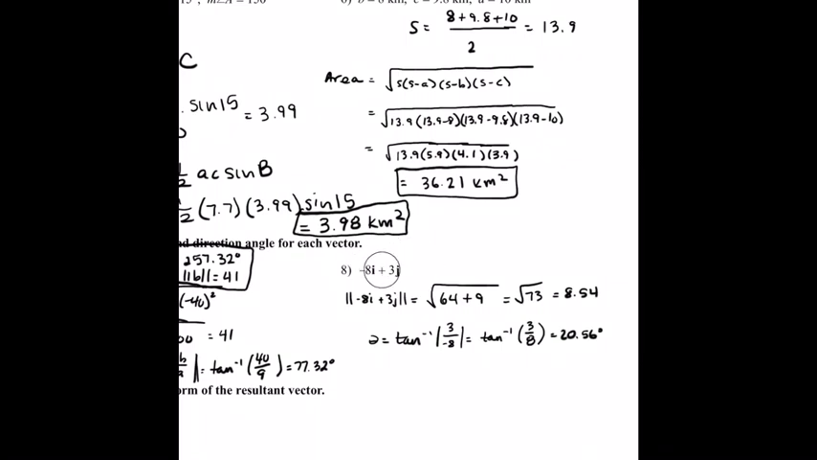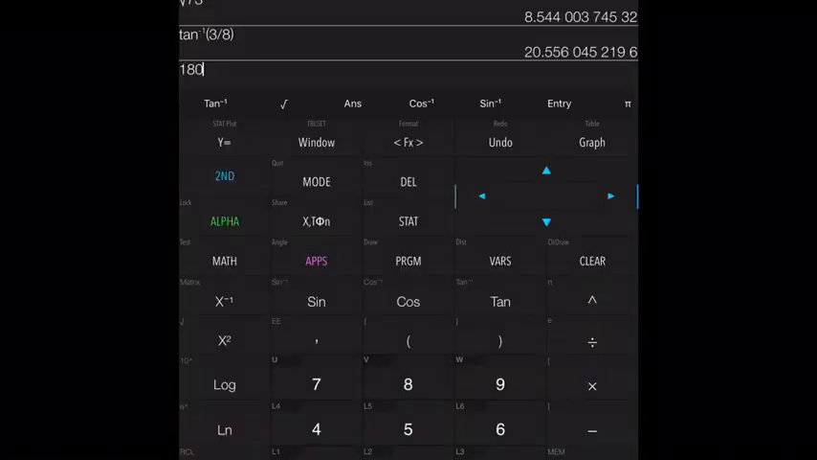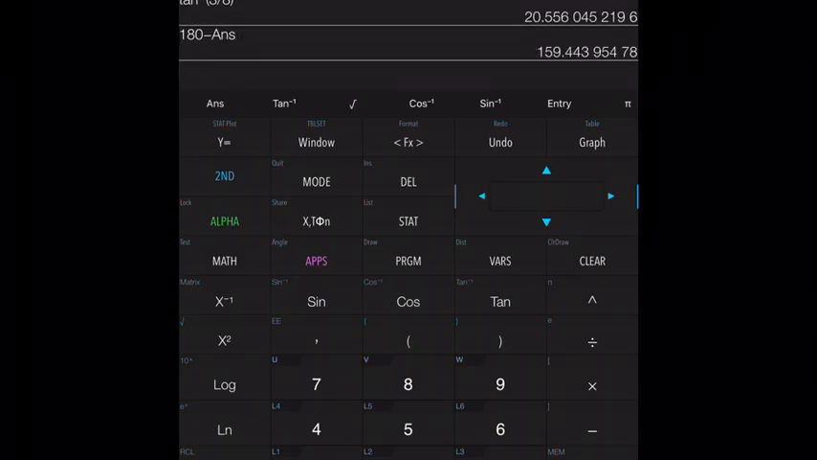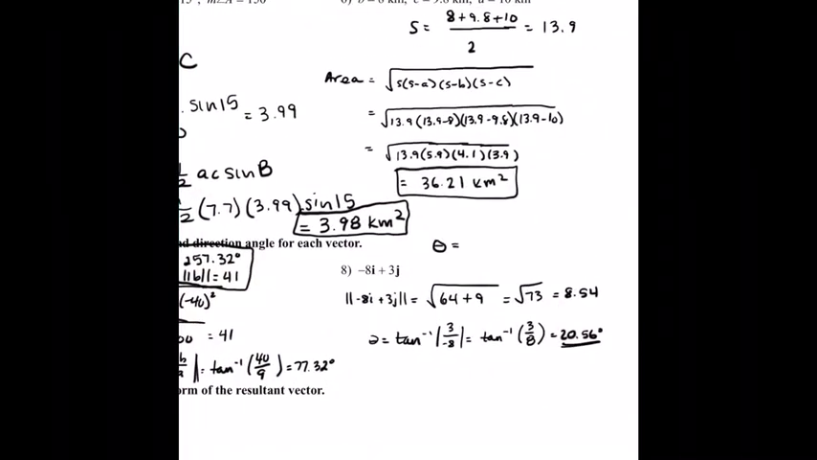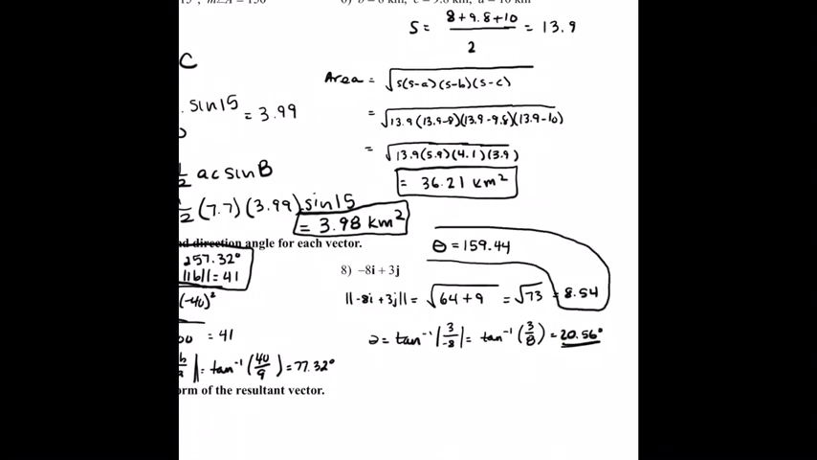And then we need to consider where that vector is pointing. It's pointing off into the second quadrant. So this is just a reference angle of an angle that's in the second quadrant, which means we need to take this angle away from 180. So 180 subtract that angle gives us 159.44. So we have the magnitude there and the angle of the vector.